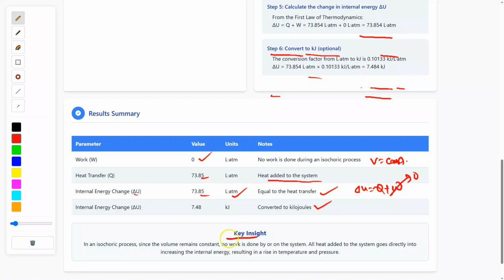Now here is the key insights. In an isochoric process, since the volume remain constant, no work is done by or on the system. All heat added to the system goes directly into increasing the internal energy, resulting in a rise of temperature and pressure. These are the key insights.